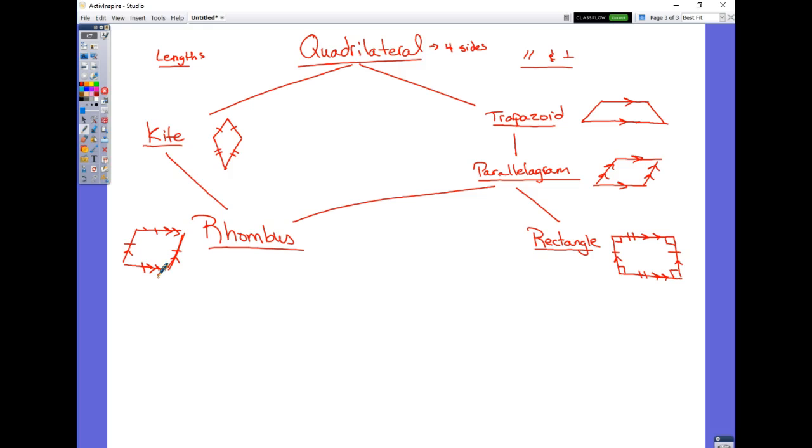This all finishes off with the ultimate and most amazing quadrilateral of all, the square. No, not a square. Squid, a square. Freshman.